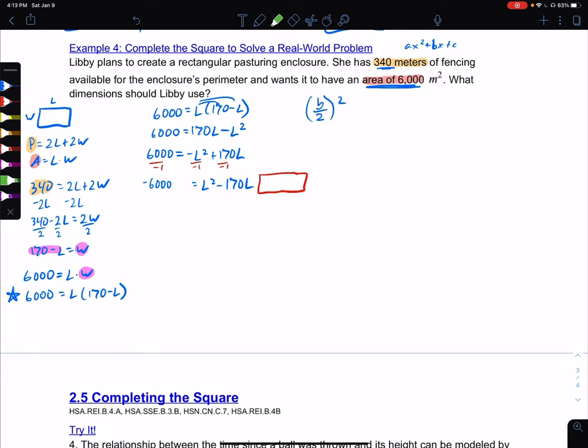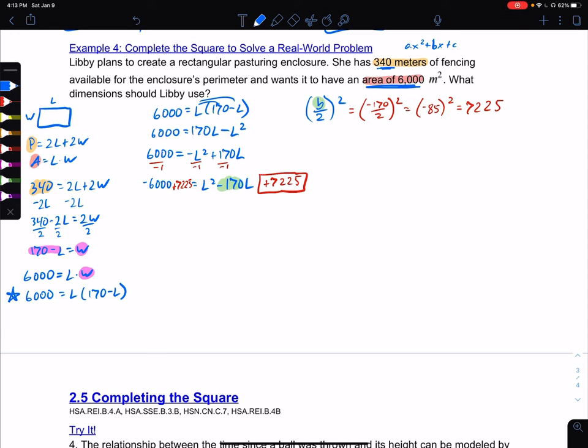So let's find some colors to use here. My b term is negative 170. Let's write this in red. So we are going to do negative 170 divided by 2 squared. That would be negative 85 squared. And then negative 85 squared would be 7,225. So to create a perfect square trinomial, I am going to add 7,225 to each side of my equation.